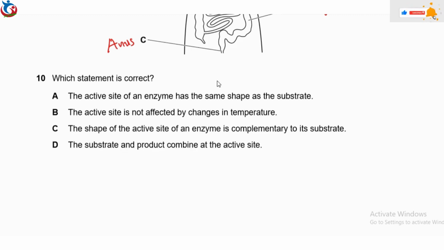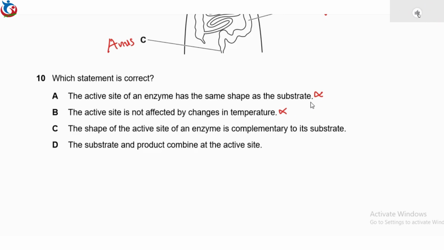Question 10 says, which statement is correct? The active site of an enzyme has the same shape as the substrate. Of course, that is wrong. The active site does not have the same shape as the substrate, but rather it must be complementary. Option B says the active site is not affected by changes in temperature. It can be affected. When it goes beyond the optimum temperature, it can be denatured.